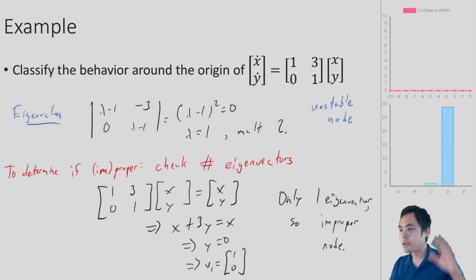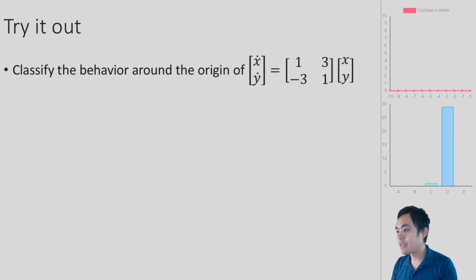Okay, so this was the other more subtle part of the classification. If you only have one eigenvector for an eigenvalue of multiplicity 2, then that will be an improper node. These are really hard to graph out, and they won't show up that often, but just be aware of it. Okay, so let's have you all try it out with actual matrices.